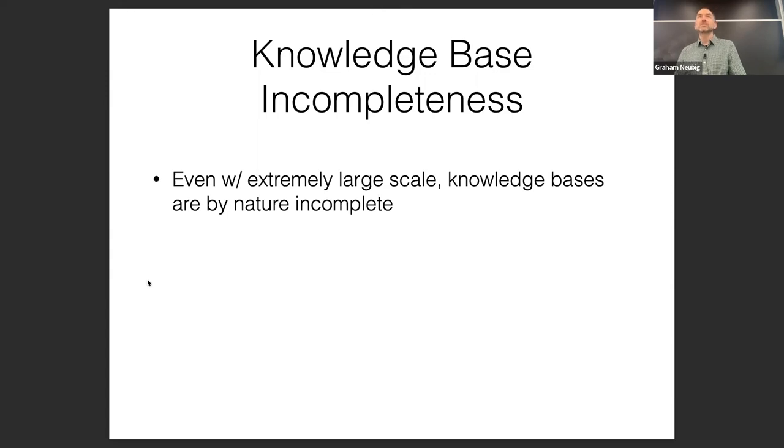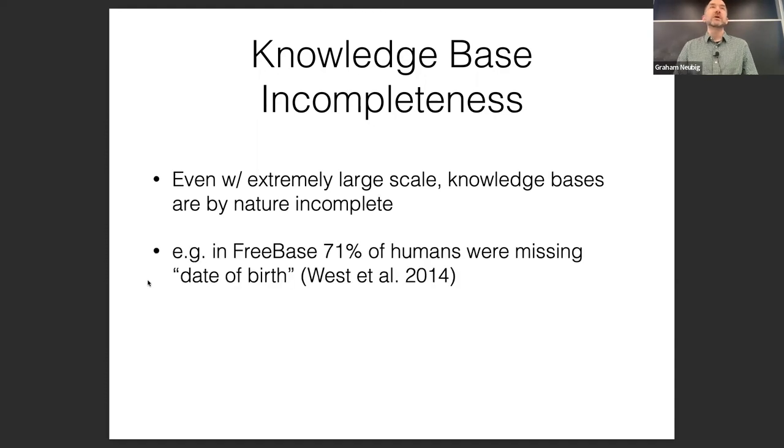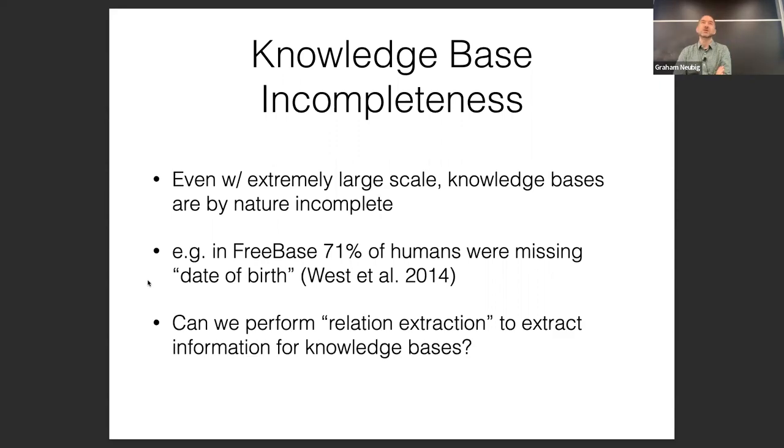There's two major reasons why we learn representations from knowledge bases. The first one is knowledge base incompleteness. Even with extremely large scale, knowledge bases are by nature incomplete. For example, in Freebase or Wikidata in 2014, 71% of humans were missing date of birth. This is one example where we're pretty sure that every human has a date of birth. So if 71% of them are missing it, we're pretty sure that 71% is missing data. There are other things where we can't say that, like spouse, because some humans don't have a spouse, but date of birth, we're pretty sure this is missing.